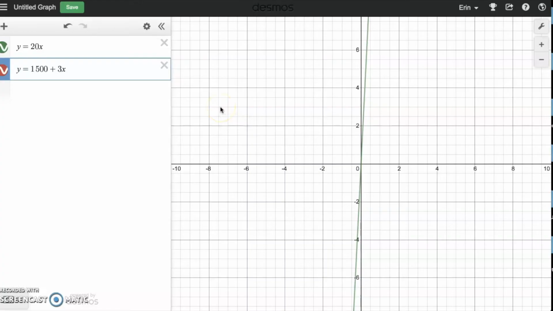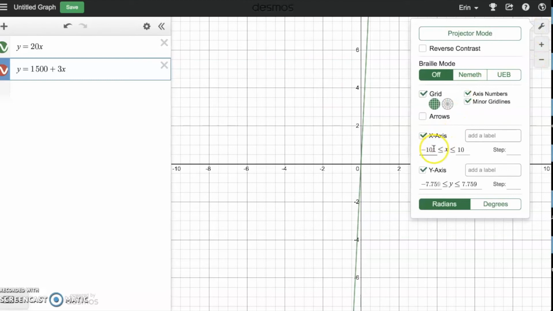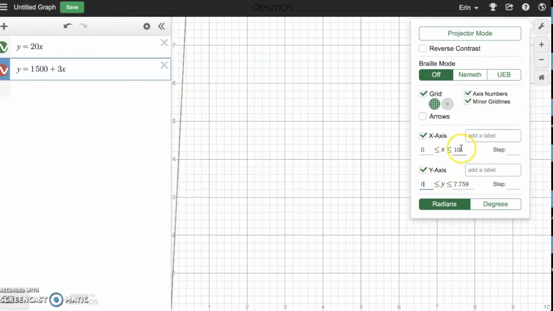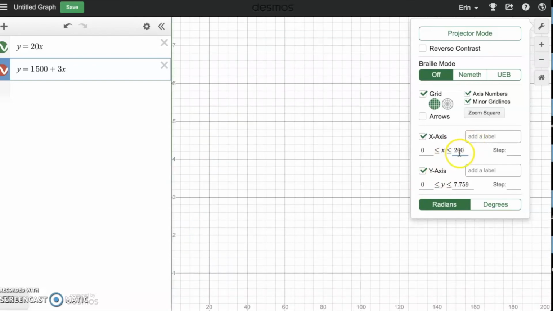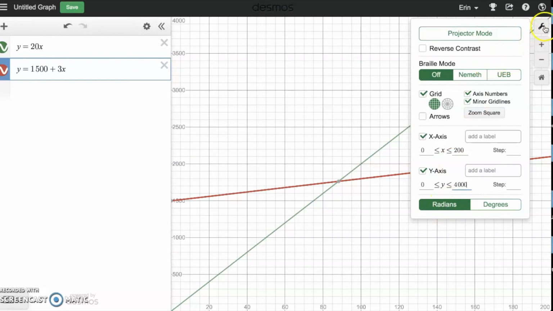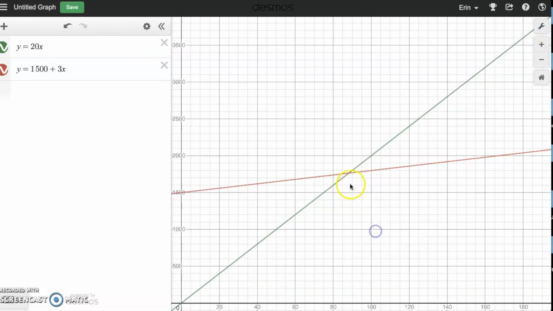All right, so here we are in Desmos. I've typed in my equations, green for income, red for cost. Let us adjust our graph so we can see. I'm not going to have any negative t-shirts or negative money. Let's see what happens up to maybe 200 t-shirts. And if I'm going to have an x value of 200, my y value needs to be at least 20 times 200 or 4,000. Okay, there we go. So I can see the point of intersection. And if I click on it, Desmos will help me find it.